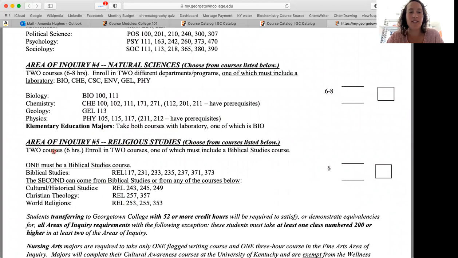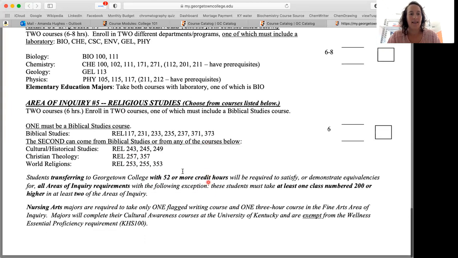So you have to take 2 courses, and one of which must be one of these biblical studies courses. Okay, one has to be this course, and the second course you can take could either be another biblical studies course or one of these courses listed here. So you just have to pick 2 courses that you would like to take. And again, I've linked to the course catalog for the religion department so you could see what all these numbers mean. And that is kind of it.